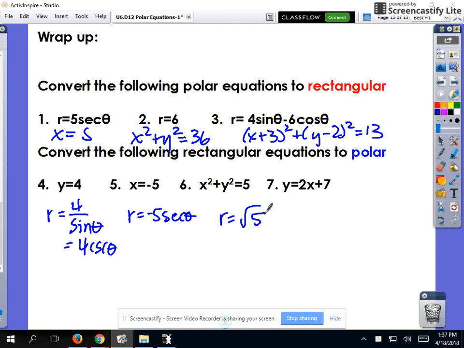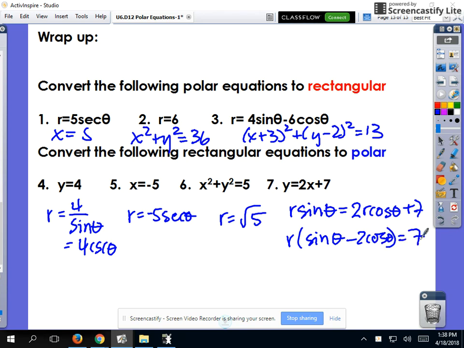And I guess I didn't do number 7. So that would be r sine theta equals 2 r cosine theta plus 7. If we bring that over, that's going to be r sine theta minus 2 r cosine theta equals 7. Divide by that, and we get r equals 7 over sine theta minus 2 cosine theta.